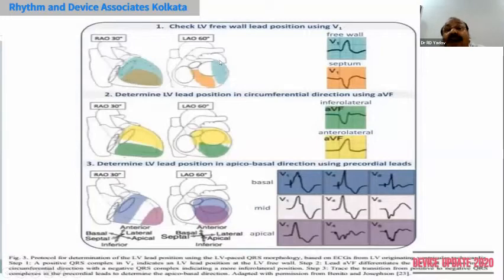If the free wall of the LV gets stimulated first, then V1 is positive. If the septum gets stimulated first, either by intrinsic conduction via the right bundle branch or by pacing, then V1 will be negative. For LV lead position in the circumferential direction using AVF, if the inferolateral is activated first, AVF will be negative. If the anterolateral is activated first, AVF will be positive. So what we need is the positive one.